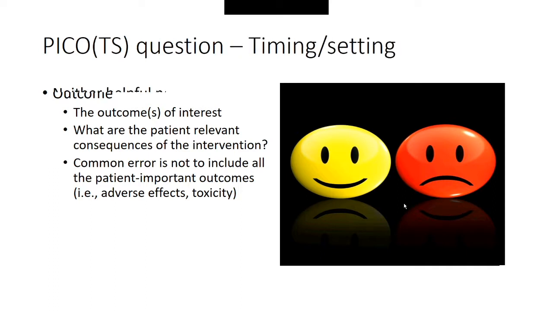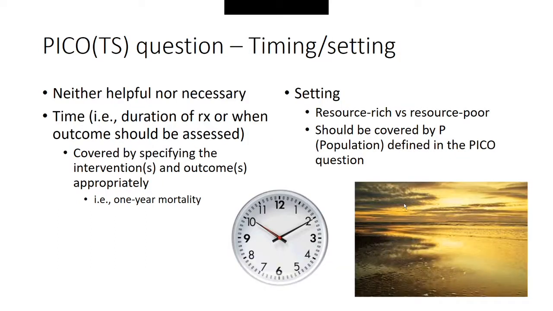Sometimes you'll hear about timing and setting, what's called a PICO or PICOTS question. Most of the literature says that this is neither helpful nor necessary because they're all part of a well-defined and structured PICO question. So, for example, time, in other words, the duration of treatment or when outcomes should be assessed, is really covered by being very specific about the interventions and outcomes, such as 1-year mortality. All right, so that should be specified as part of the outcome.